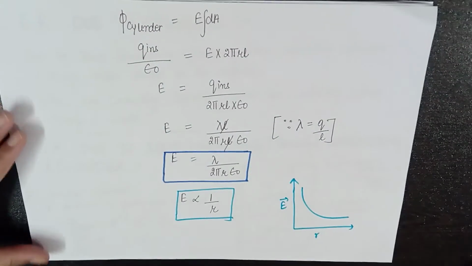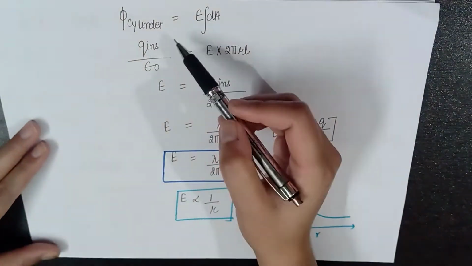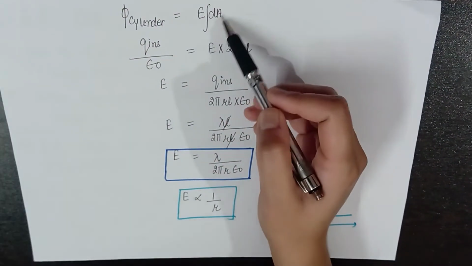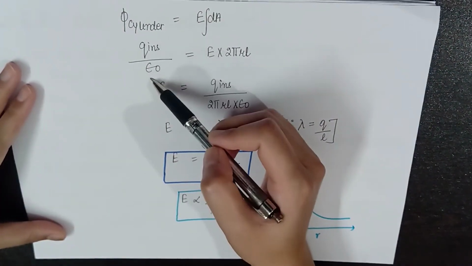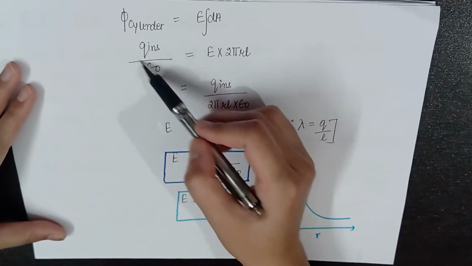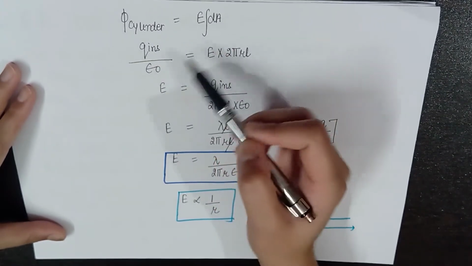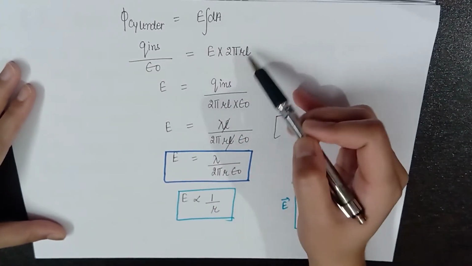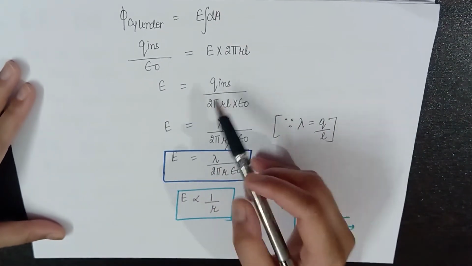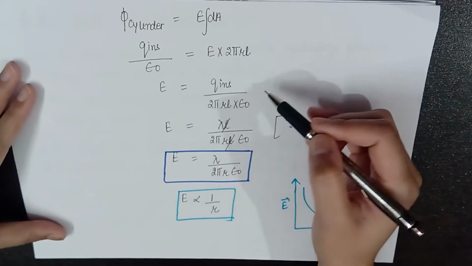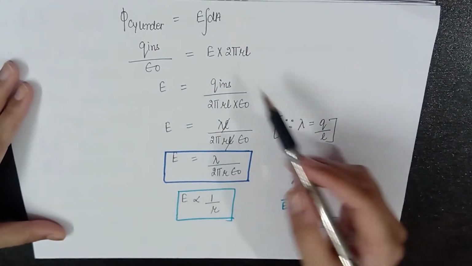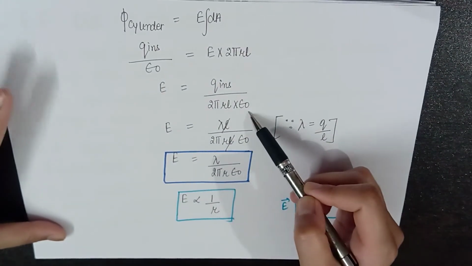So finally, the expression for phi is E times the integration of dA. And what is our phi? It is 1 upon epsilon naught times the charge Q enclosed in that Gaussian cylinder, which is equal to E times 2 pi r L. Again, taking E to one side and rearranging this expression, you will come to the expression: E equals Q upon 2 pi r L epsilon naught.